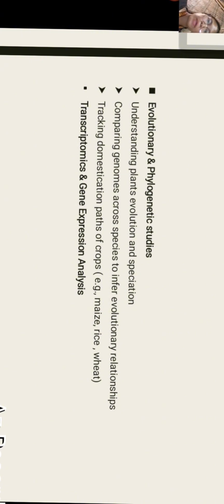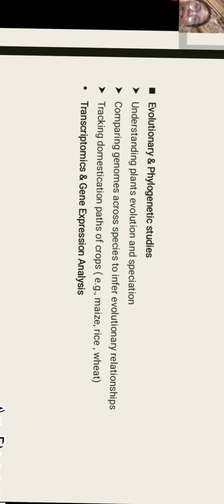Next is comparing genomes across species to infer evolutionary relationships. Means comparing the DNA of different plants to see how similar or different they are. And the third one is tracking domestication paths of crops. Means finding out how wild plants became the crops we use today.